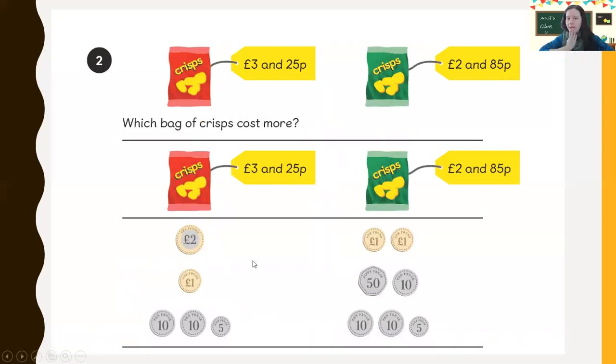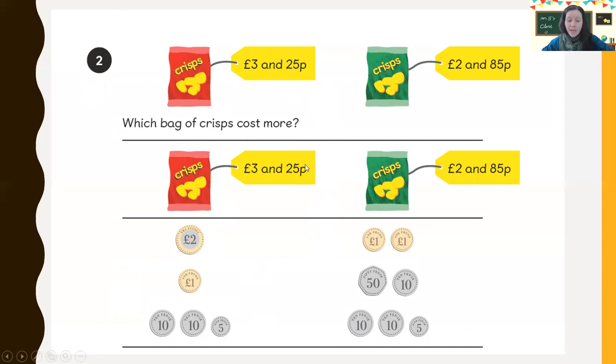Okay, so crisps, Mrs. Boucher's favourite secret snack. So we've got red crisps, ready salted, for £3.25. And then we've got the green crisps, cheese and onion maybe, for £2.85. Which bag of crisps costs more?